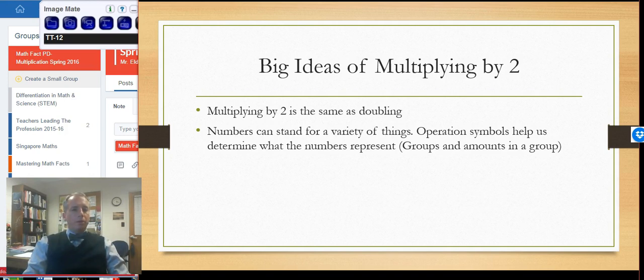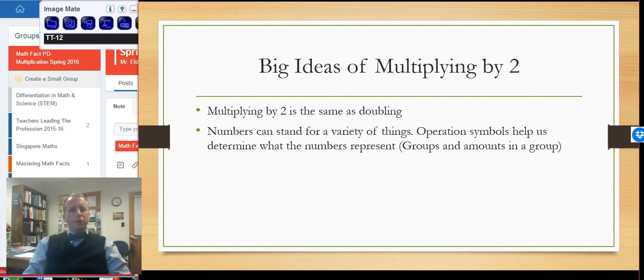Another big idea in multiplication in general is that numbers can stand for a variety of things. Just because I'm talking about 2, it might refer to the number of coins I have. It might refer to the number of counters. It might refer to the number of rings or the number of toys that I have. And operation symbols help us determine what the numbers represent.